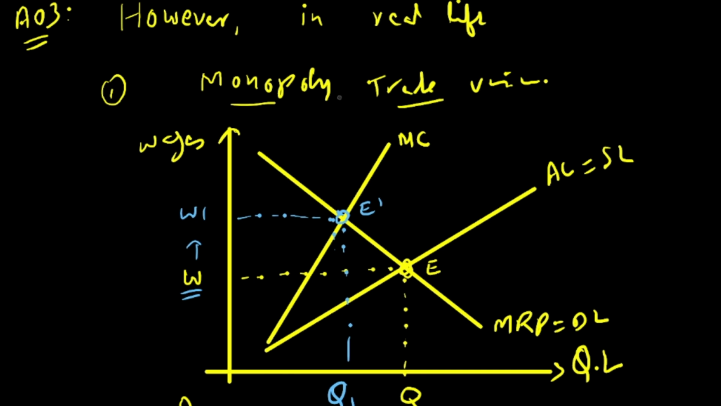So if teachers have made a monopoly trade union, the association of the teachers having higher negotiation power will charge high wages in the market as compared to the doctors. So this is the graph that you can make.